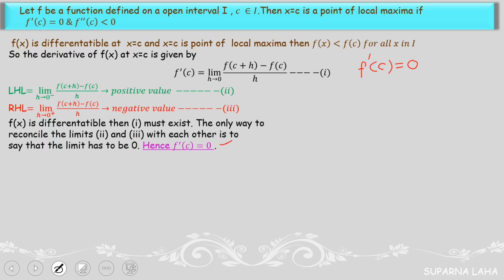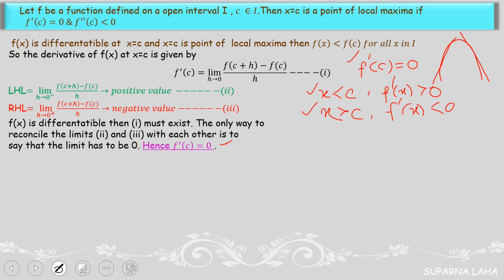I proved it. And before c, that is x less than c, the derivative is changing sign, that is f dash x is positive, and for x greater than c, after c, the tangent will be like that. So here f dash x is negative. So these three pieces of information I have, and I have to show that f double dash c, the second derivative at x equals c, is negative.